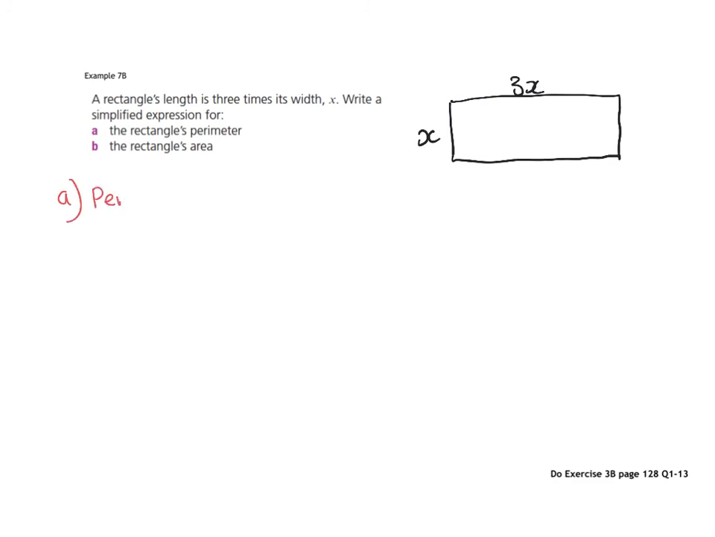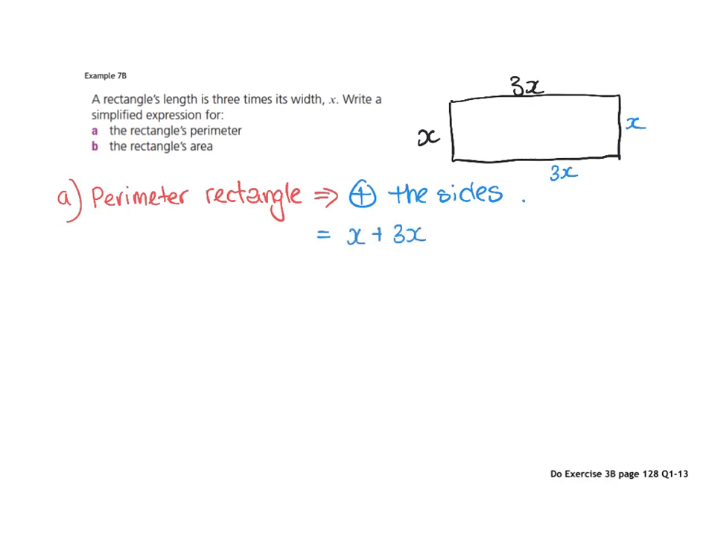Okay. So the first question is they're asking for the perimeter of a rectangle. Now, what does perimeter mean? Yeah, good. So perimeter means you add the sides. Is that correct? Yeah. So if you look at our thing, this would also be an x, wouldn't it? And this would be 3x because it's a rectangle. They're both the same. So I'd go add them all up. That's how I find the perimeter.